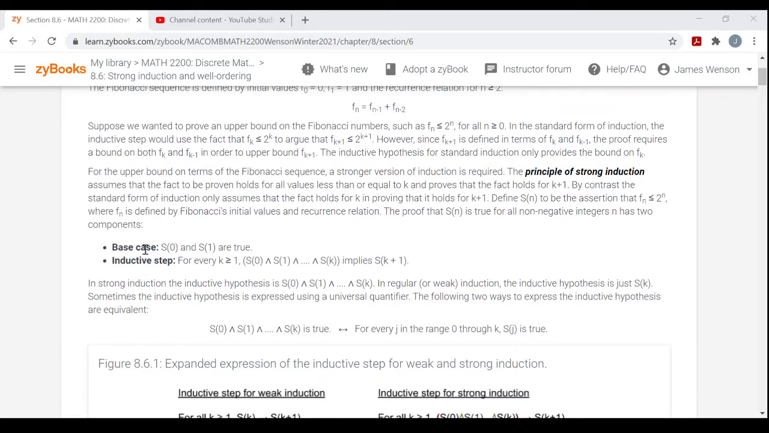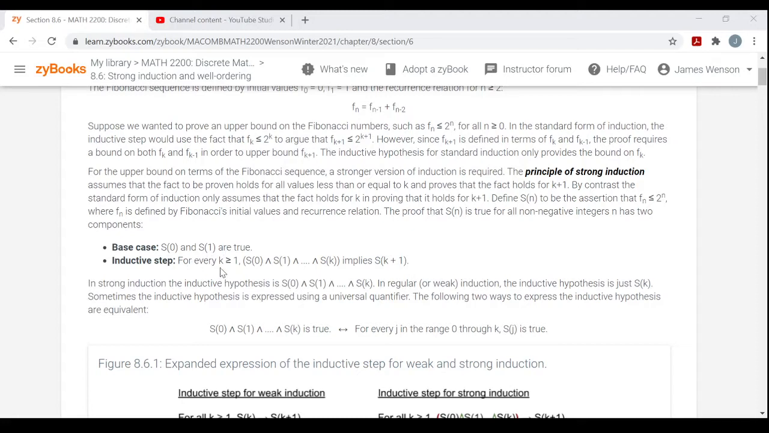The proof that S sub n is true for all non-negative integers n has two components. So again, you have your base cases. S sub 0 and S sub 1 are true. You show it's true for n equals 0 and for n equals 1. And you might need more base cases in other scenarios. We'll get to that in a second. Well, several minutes.